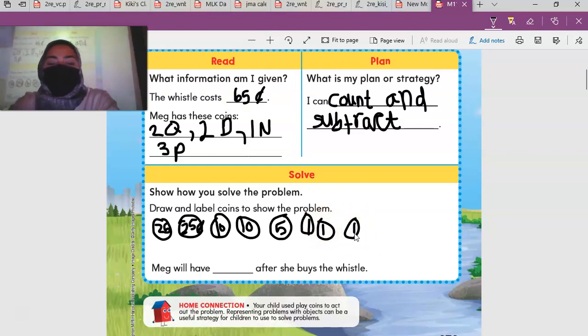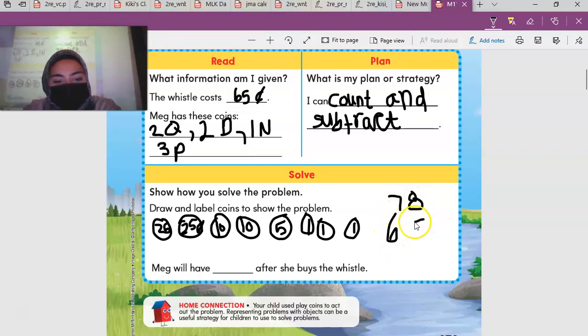So now we're going to count how much money she has. 2 quarters makes 50 plus 10 is 60, 70, 75, 76, 77, 78. So 78 cents. And then the whistle cost how much? 65 cents. How much money will she have after she buys the whistle?